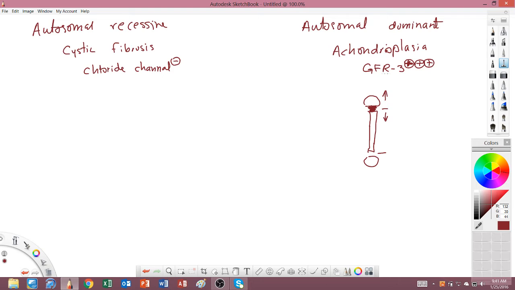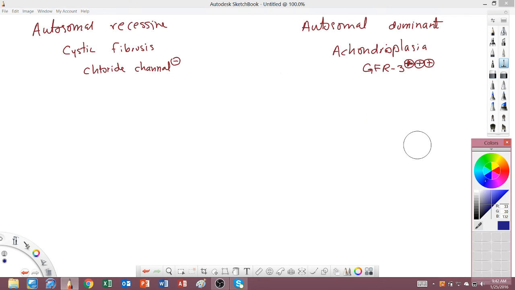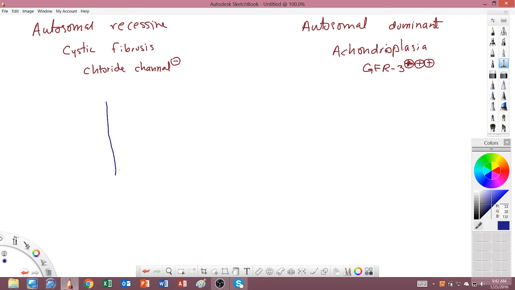They will have normal height of their trunk, their back, but their legs and arms are short. Make sense? Let's see how they are inherited, because we have some background now. Cystic fibrosis is inherited in which fashion? Recessive fashion. Okay, so obviously there's many possibilities for this inheritance, depending on the genotype of who? Parents. Okay, depending on the genotype of parents.